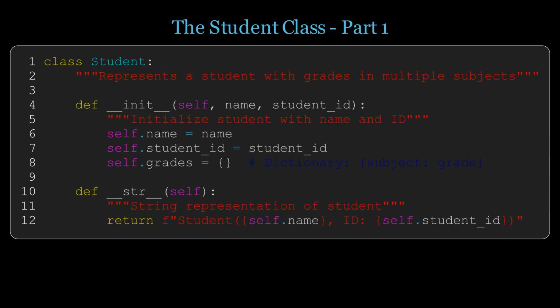The init method takes a name and student ID as parameters. We store these as instance variables using self. The grades dictionary will map subject names to scores. For example, math could be 95. Science could be 88. We also add a string method to get a nice representation of the student when we print them. This uses an f-string to format the output nicely. Notice the docstrings, these explain what each method does, making our code professional and maintainable.